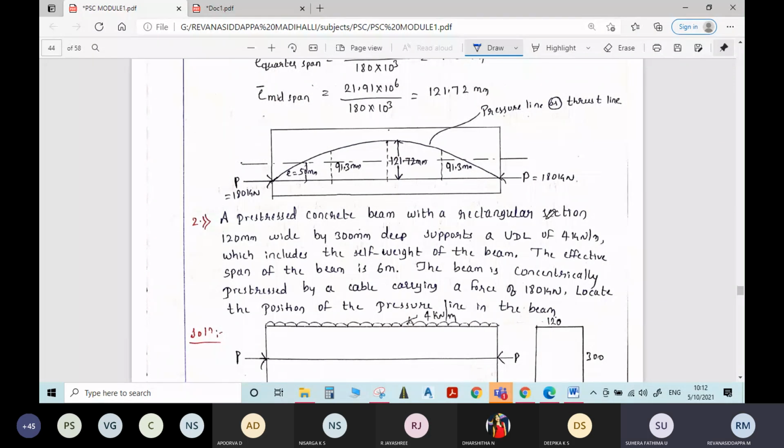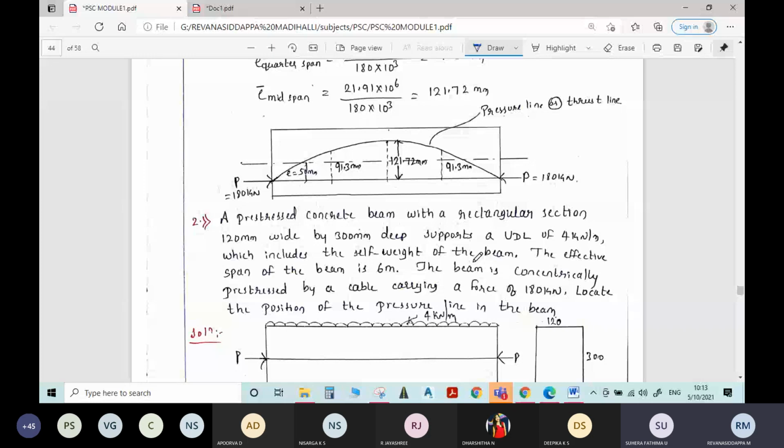Sir, if they have not given this exclusive of weight, what should be the procedure, sir? We should not consider this dead load. If it is not given, then individually you have to find the self weight. Even if it is not given, then you find the self weight and add it.